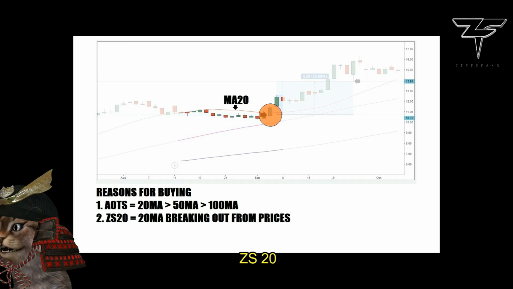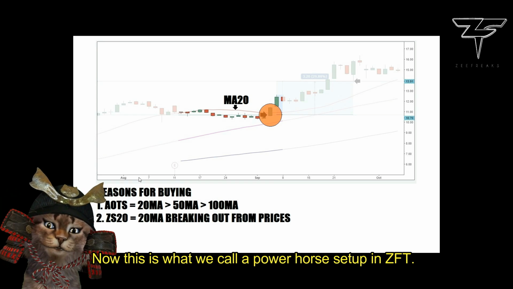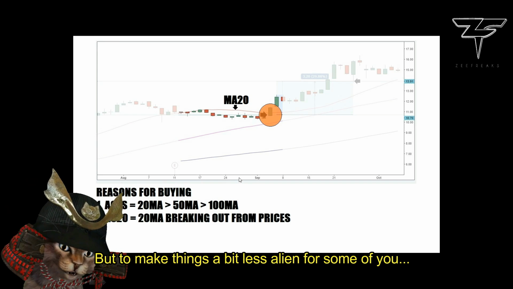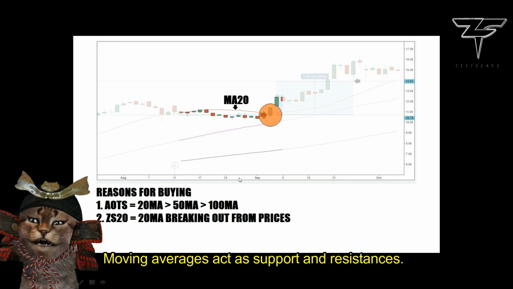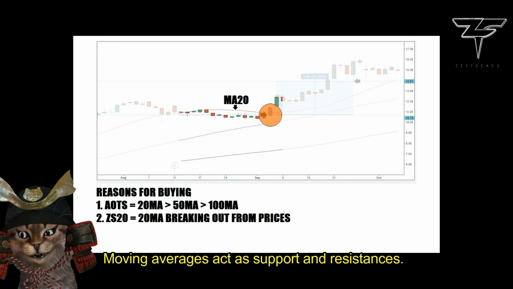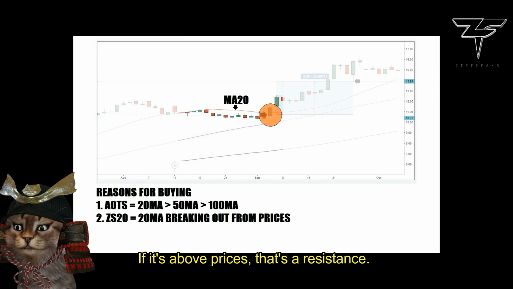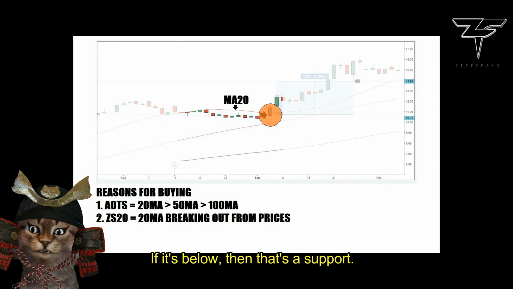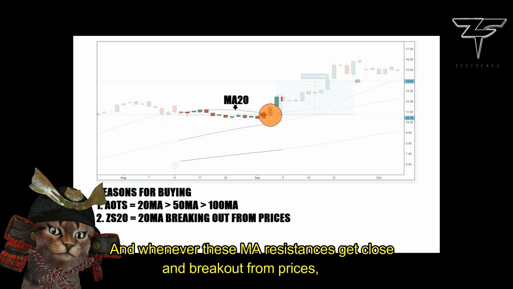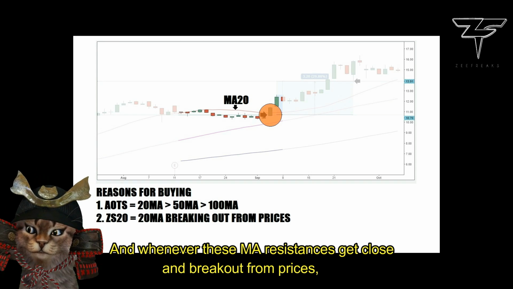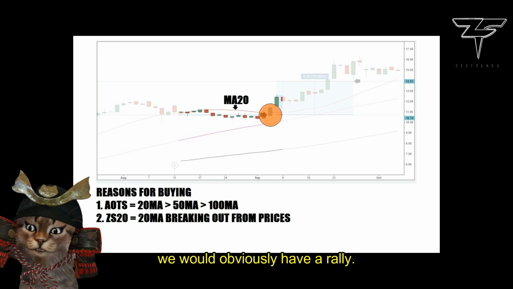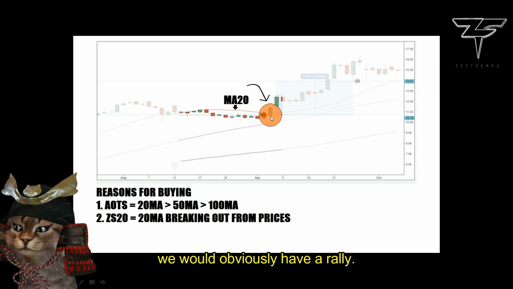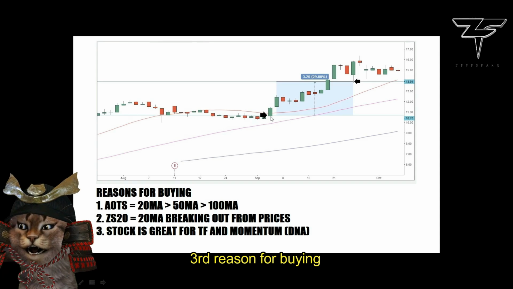Now second reason for buying, ZS20. Now this is what we call a power horse setup in ZFD, but to make things a bit less alien for some of you, moving averages act as supports and resistances. If it's above prices, that's a resistance. If it's below, then that's a support. And whenever these MA resistances get close and break out from prices, we would obviously have a rally, as you can see here.